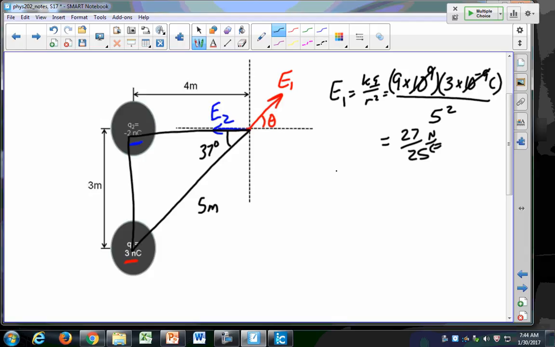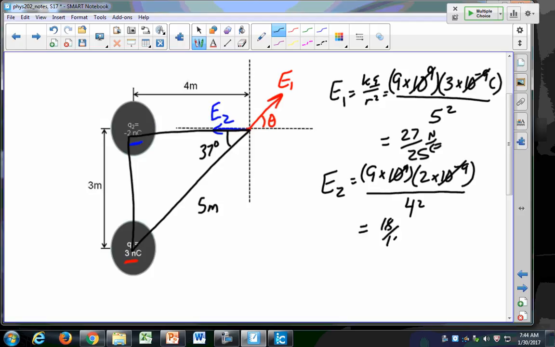And then I do the same for E2. 9 times 10 to the 9th, 2 times 10 to the minus 9. Remember those micro and nano prefixes, please. Divided by 4 squared. Those cancel. It's 18 over 16 newtons per coulomb. All right, both of those are just a little more than 1 newton per coulomb.